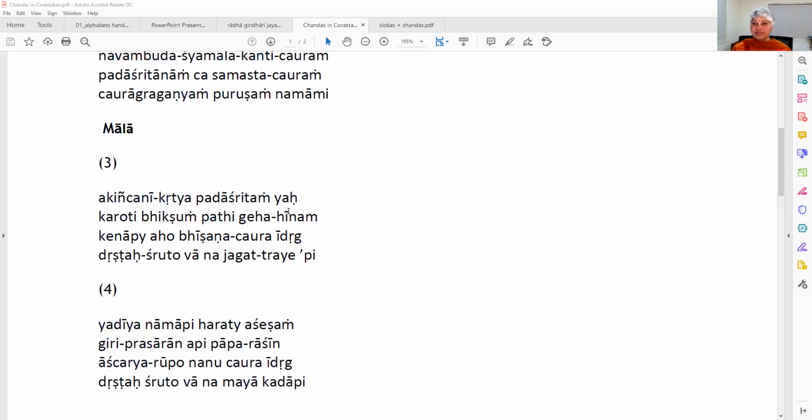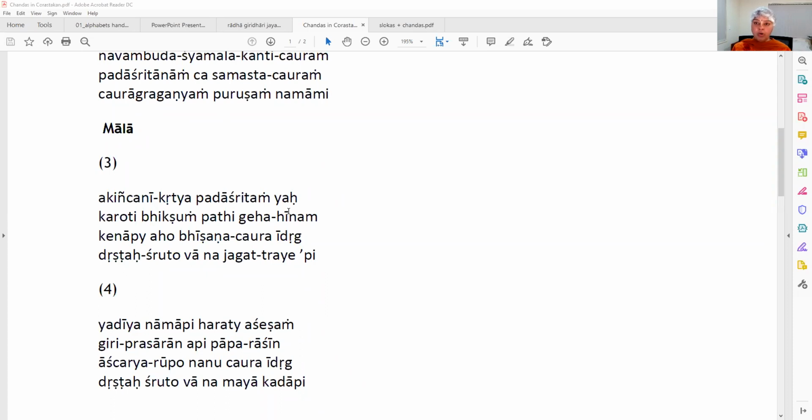So here, now this is a garland of praise. So he says, Akinchani kritya padashritam yah karoti bhikshum pathi gehahinam. So whoever is your padashrita, whoever is surrendered to your lotus feet, you made them completely helpless. And then what have you done? You made them beggars on the street, without any home.